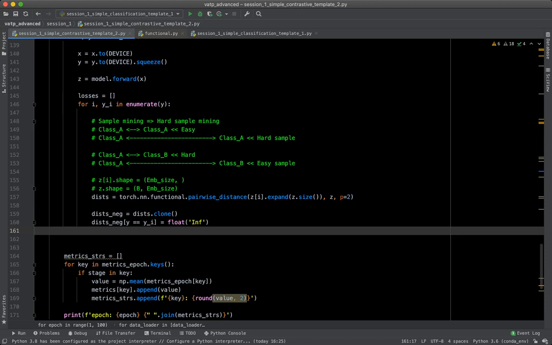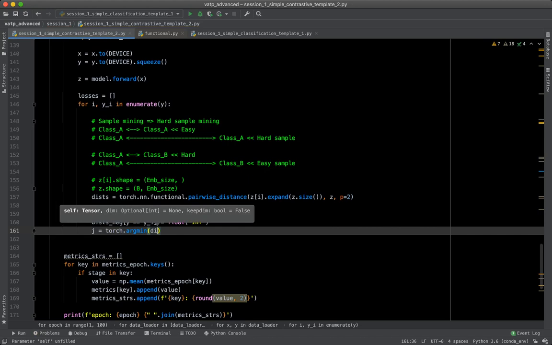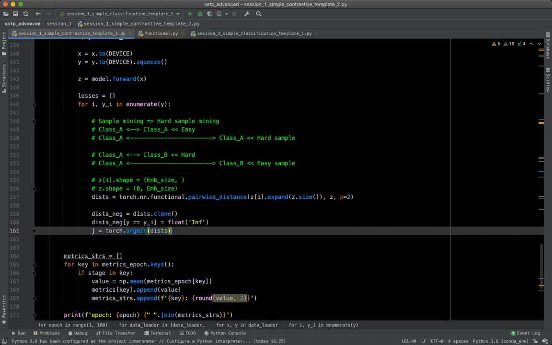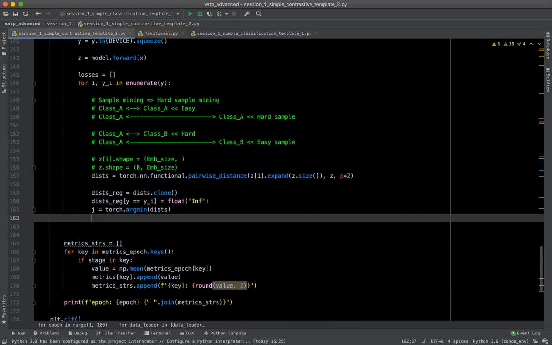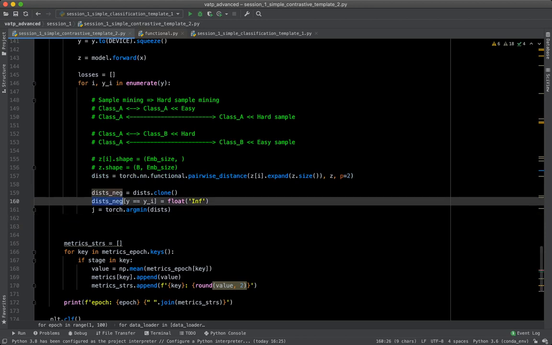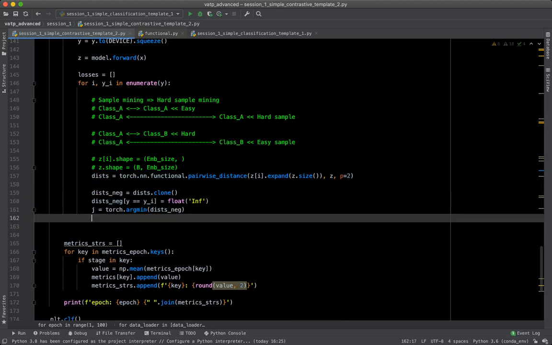these will be non-matching classes, and then if I calculate the j position, that is the hardest one, the closest one. The closest one we can calculate by argmin, of course. Argmin of the distances. Distance is one-dimensional, so we don't need to show what dimension. So these will be the closest distances of the negative pairs. So this is, sorry, of the negative ones. So that's why we want to use these ones.